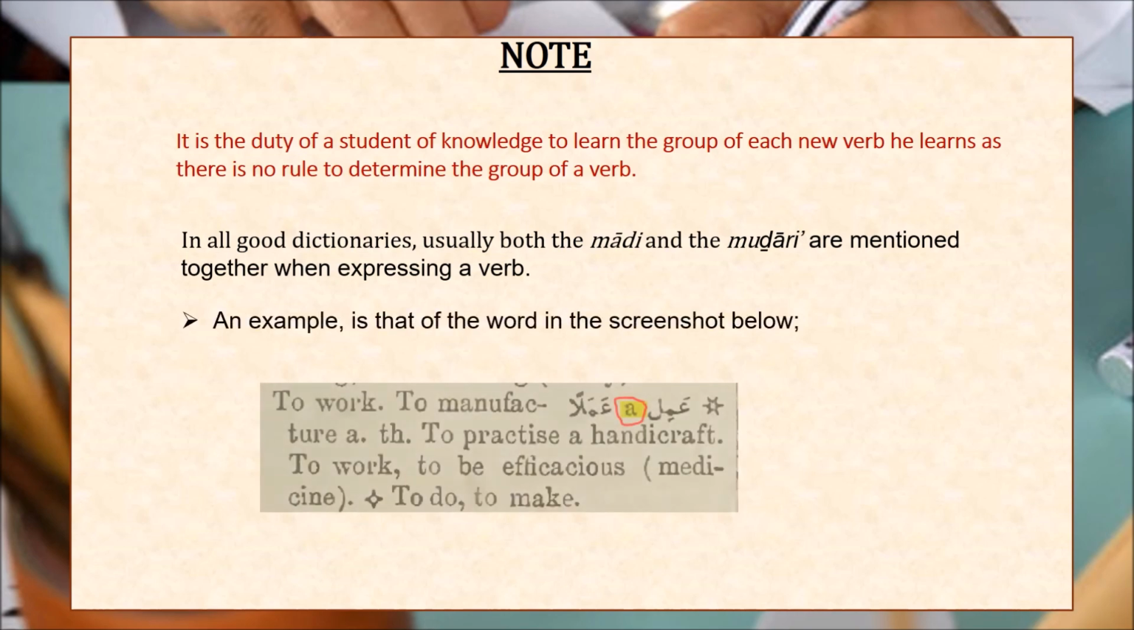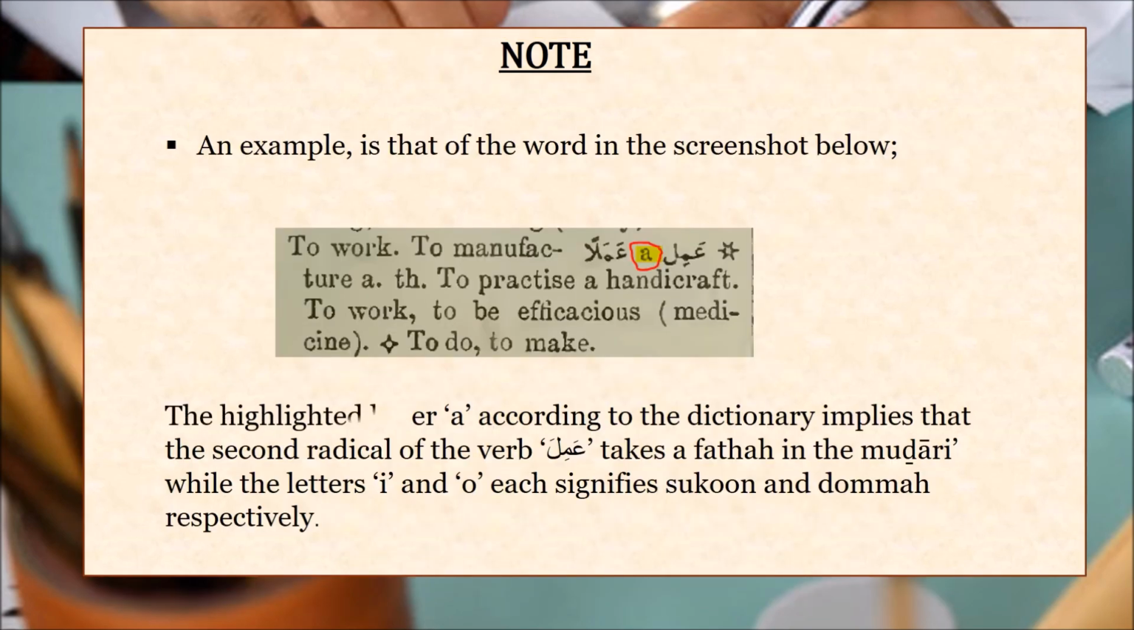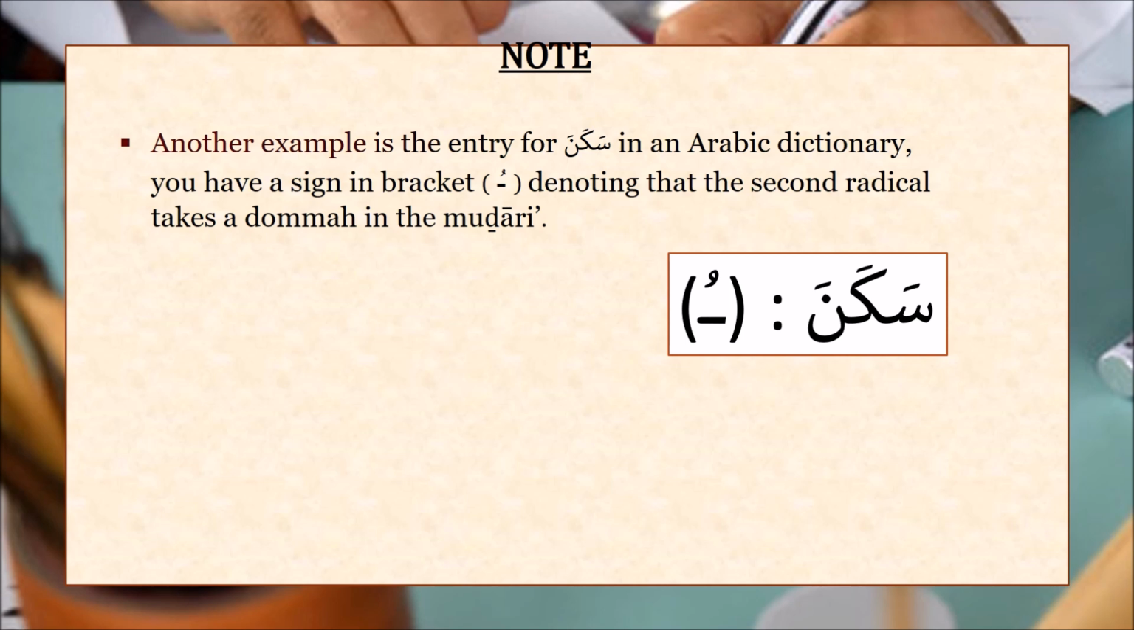For example, in this screenshot, the highlighted letter A indicates that the second radical of the verb, which is mim, will take a fatha in the mudari', while the letters I and O each signify kasra and dhamma respectively according to the dictionary. For an Arabic dictionary, when you have the dhamma sign in a bracket in front of a verb, say sakana for example, it denotes that the second radical takes a dhamma in the mudari'.